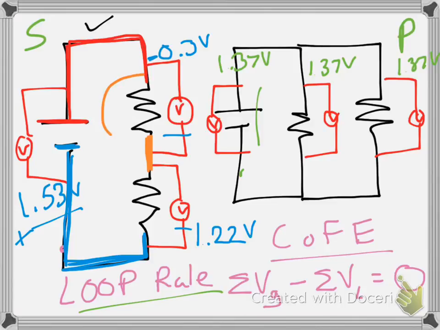So this drop from a red to an orange signifies the 0.3, but an orange to the blue would signify the 1.22. So those don't have the same voltage drop, because it goes from red to orange and then orange to blue. Now, it could be a special case where they were the same resistor, in which case they would end up having the same voltage, so you'd have to recognize that. So let's try it over here on the parallel circuit.